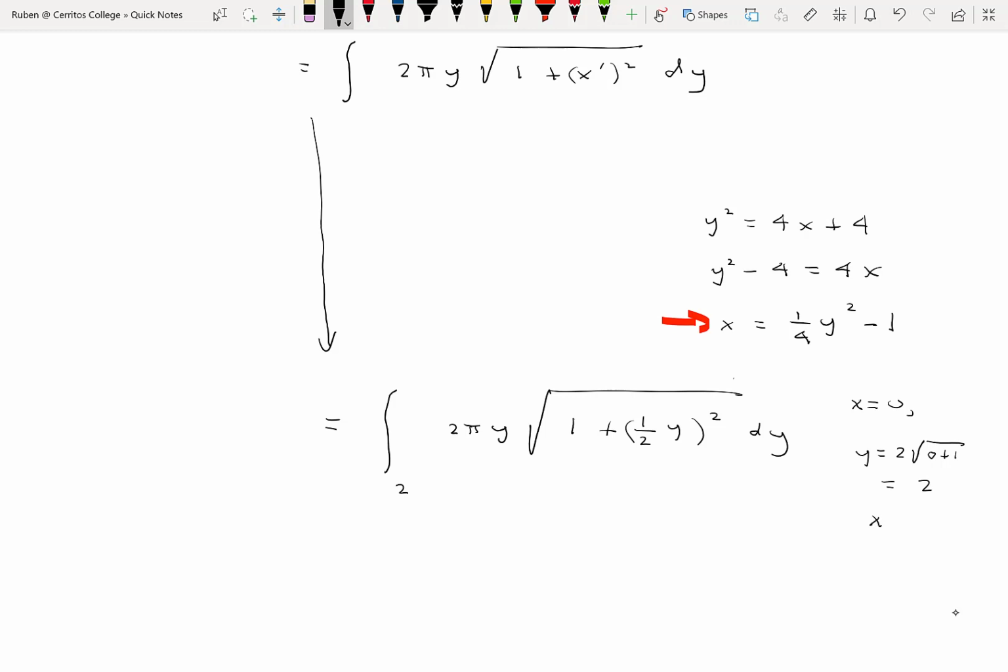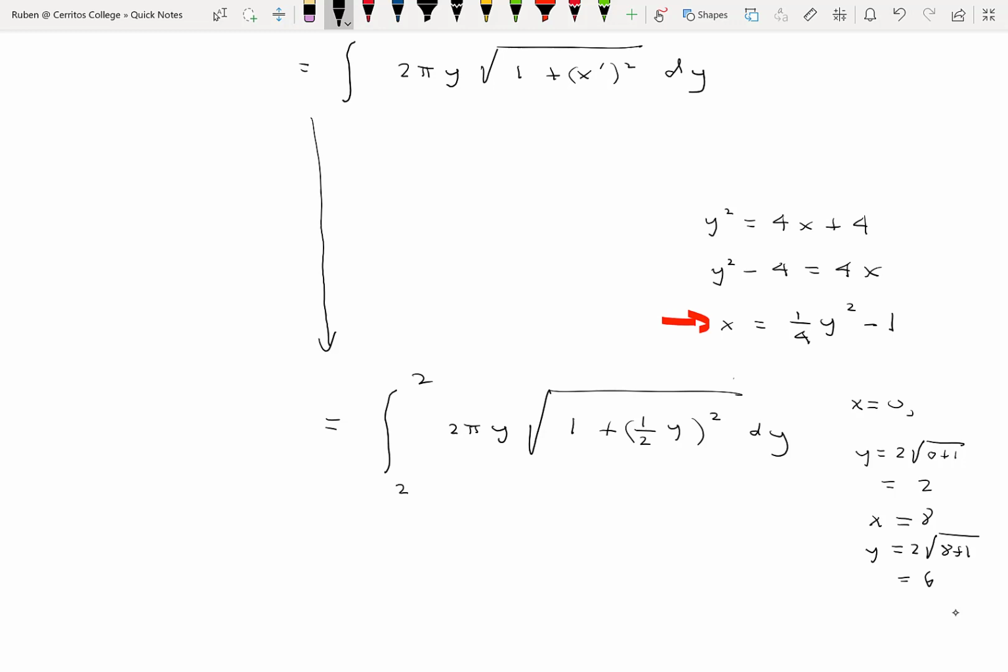If x is 8, x was 8 before, y equals 2 times the square root of 8 plus 1. 8 plus 1 is 9, the square root of 9 is 3, 3 times 2 is 6. Okay, and that's the integral that we integrate.